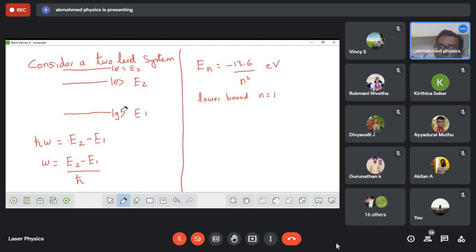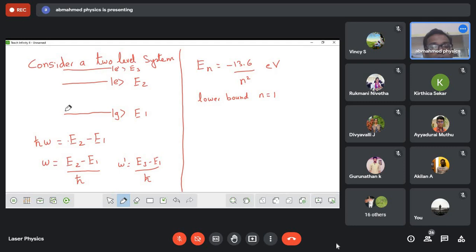Okay, suppose you give energy such that omega is equal to E2 minus E1 by h cross. I give this energy. Let us consider omega prime is equal to E3 minus E1 by h cross. Suppose you give omega, then obviously the probability of transition from E1 to E3 is negligible. So it depends on what energy we are giving. By choosing the energy, you can select the two levels which will participate in the lasing action.